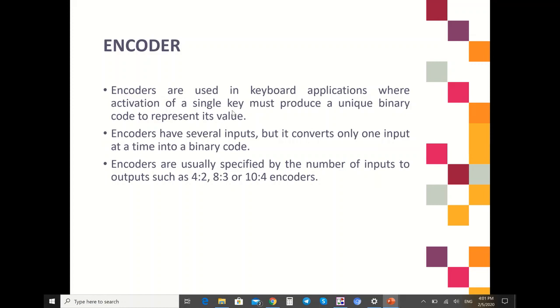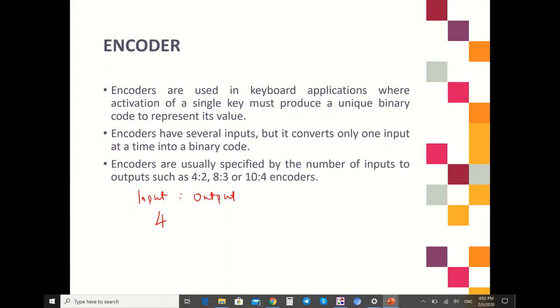Encoders are used in keyboard applications, where activation of a single key must produce a unique binary code to represent the value. So you need to input only one key, which is a decimal key, and each decimal key will be converted into a unique binary code. Encoders have several inputs, but can only convert one input at a time into binary code. So an encoder is specified by the number of inputs to outputs. These are the categories or types of encoder: 4-2, 8-3 and 10-4. So you have the input and also the output value.